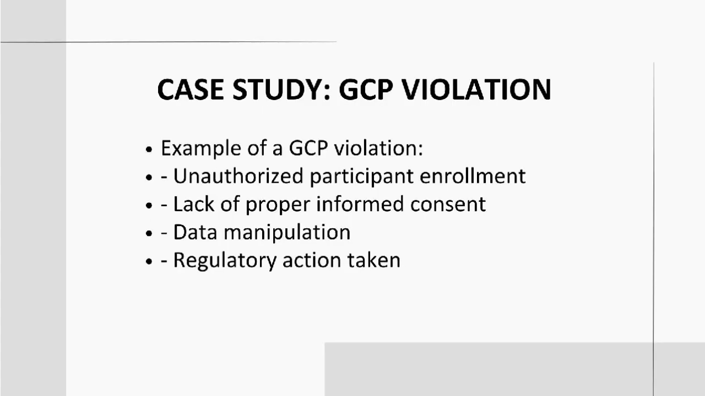Section 13. Case studies on GCP violations. Now, let's discuss real-world examples where failure to follow GCP led to major consequences. The Tuskegee Syphilis Study, 1932-1972, USA, researchers failed to obtain informed consent and withheld treatment from participants, leading to severe ethical violations.